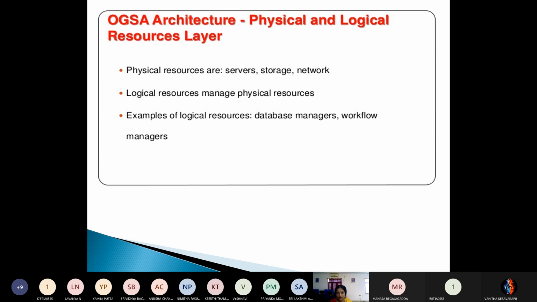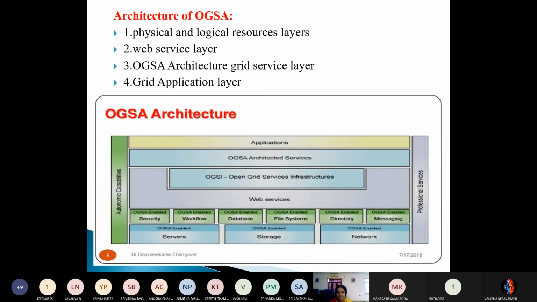So in this architecture we have four layers: the physical and logical resource layers, the web service layer, the OGSA architecture grid service layer, and the grid application layer. In OGSA, the Open Grid Services Architecture, the first is the physical and logical resource layer, the second is the web service layer, the third is the OGSA architecture grid service layer, and the fourth is the grid application layer. So these are the four layers available in OGSA.